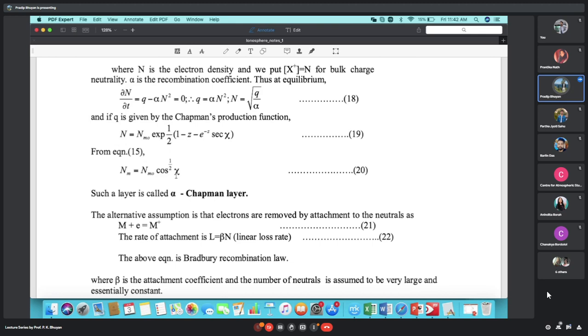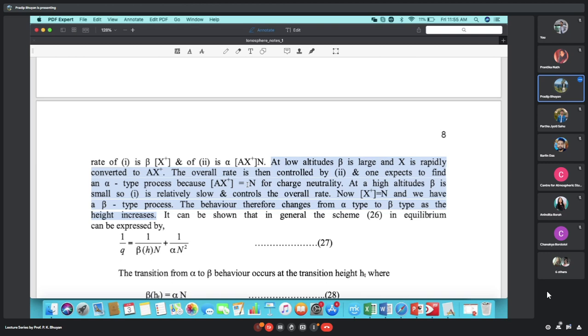This first line: at low altitudes, beta is large, and X means the neutral atom. X, the neutral atom, is rapidly converted into AX plus. Okay? So the overall rate is then controlled by equation 2. And one expects to find an alpha type process because AX plus is equal to n for charge neutrality. For charge neutrality, you will have AX plus is equal to n, which we have shown earlier. For alpha type process, AX plus is equal to n.